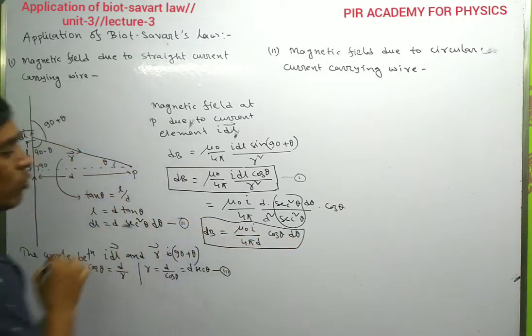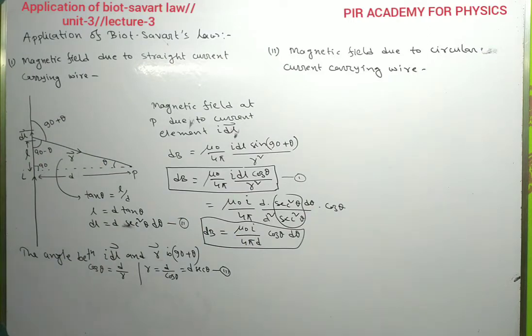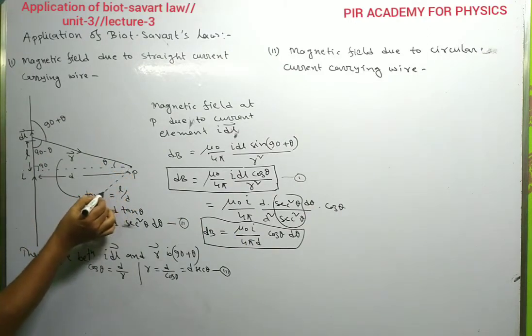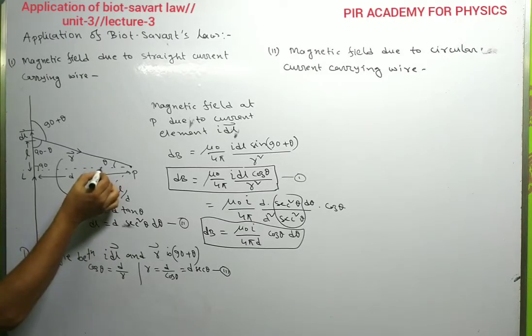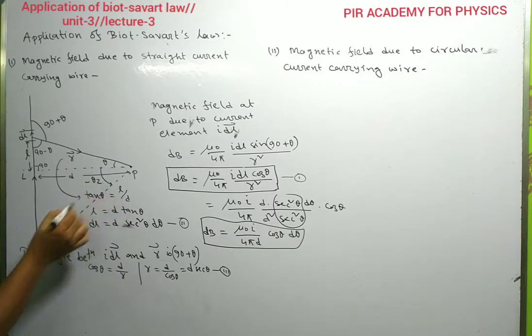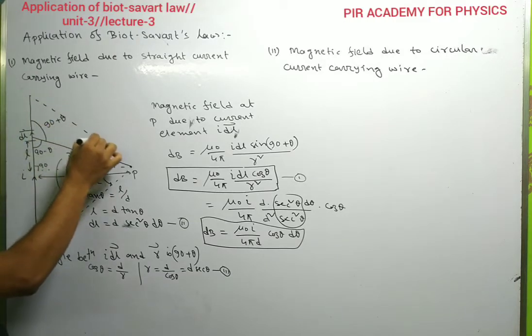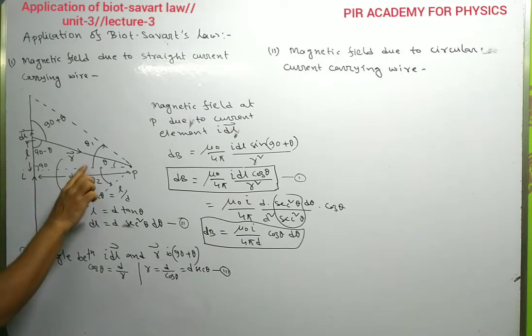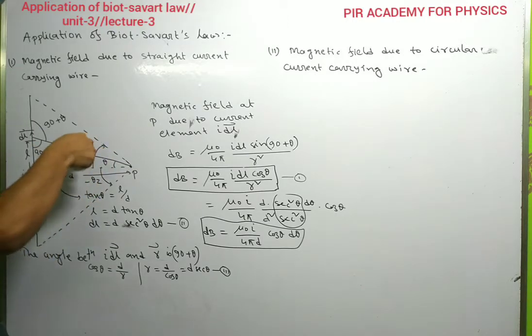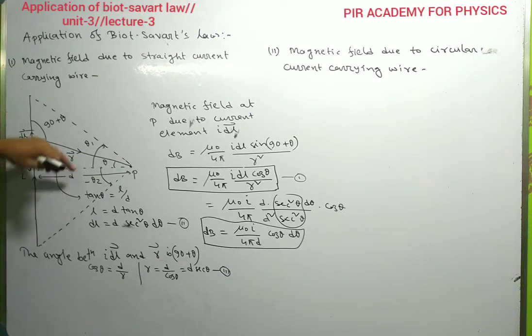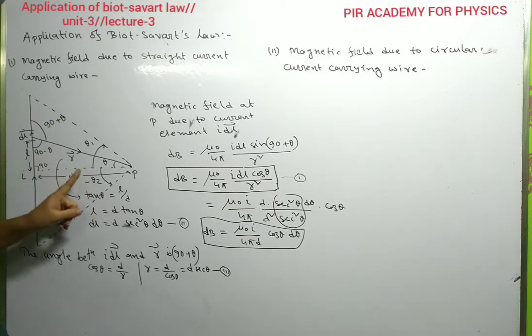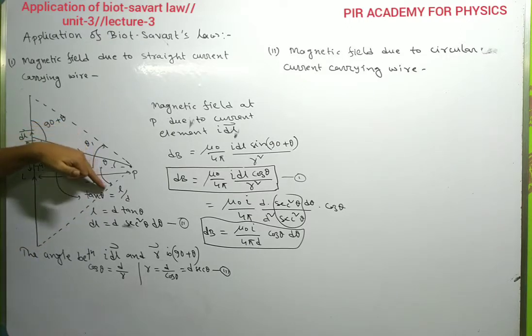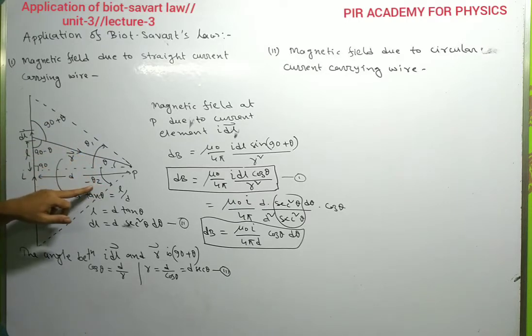So this is the magnetic field due to this current element Idl. Now if I integrate, suppose this angle is minus theta 2. If I take this angle as plus theta 1, then this angle will be minus theta 2, because this is the reverse direction. So if I take this angle as theta 1, then the reverse angle can be taken as minus theta 2.